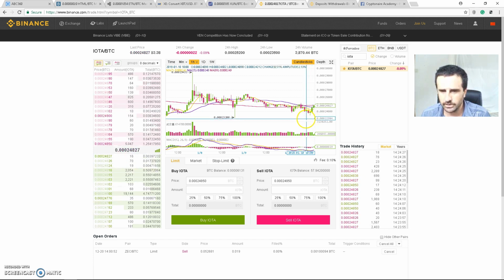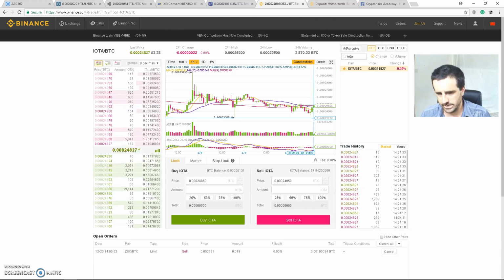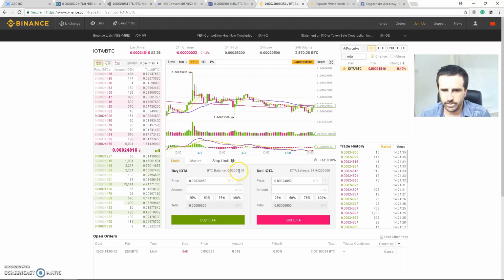No one knows. But if I was going to buy IOTA right now, I would put it at 0.0023, maybe even a little bit lower. But I like to know that I have my coins sooner than later. So limit, all my Bitcoin. The price, okay, so 0.0223. That means I will get more IOTA, more bang for my buck.